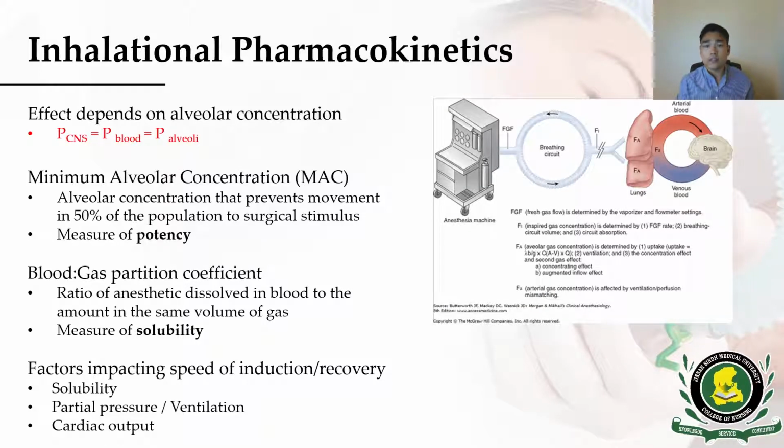The effect of the inhalational agent really depends on alveolar concentration. The gas goes from the machine to the breathing tube, and then FA is your concentration of gas in the alveoli. FI is the concentration of inspired gas that you're delivering. Then it diffuses through the alveoli into the blood, and finally reaches the brain. At equilibrium, the partial pressure of gas in the alveoli is equal to the partial pressure in the blood, which is equal to the partial pressure in the brain. The goal is to produce a partial pressure of gas in the alveolus that equilibrates with the CNS and causes anesthesia.